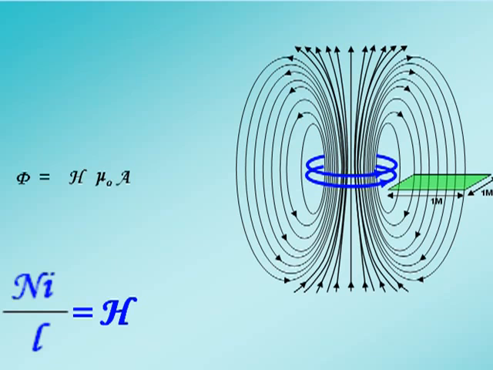But we're not done yet. If we take the flux and divide it by area, we end up with the flux density, or B, as we've established earlier in this tutorial. So the final expression states mathematically what we already know, and that is that the flux density is equal to the magnetic intensity times the permeability of the material.